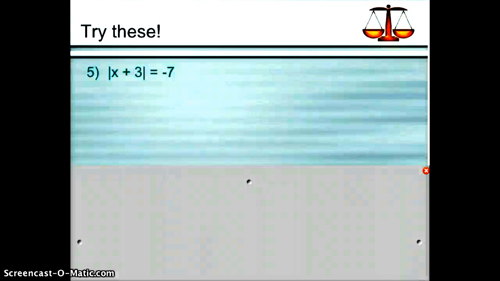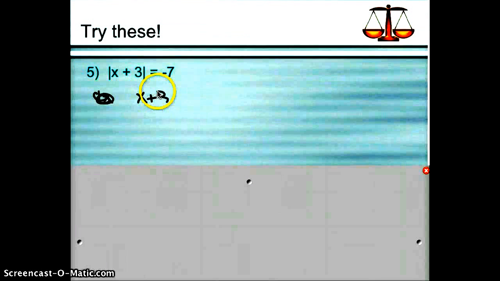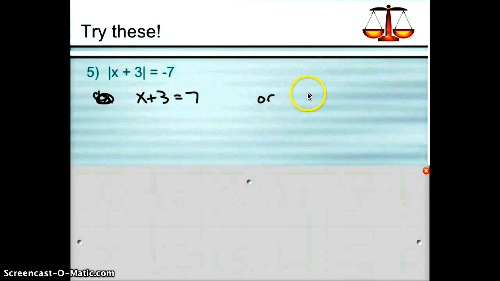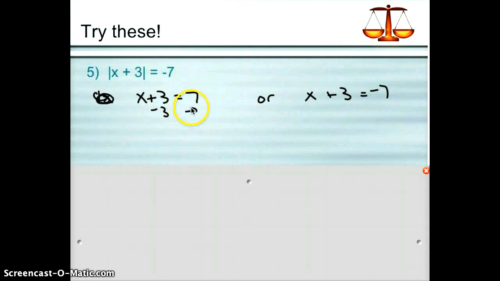All right, this one's pretty cool and pretty tricky. Okay, absolute value of x plus 3 equals negative 7. If you are smart, genius, you may already notice something already. If you don't notice anything yet, you may try to do something like this. You may try to say, well, x plus 3 could equal 7, or x plus 3 could equal negative 7. You may try something like that. So you'd be subtracting 3 from both sides and say, hey, x might equal 4, or let's do this one, x might equal negative 10.